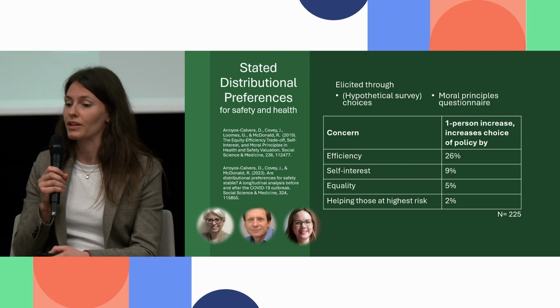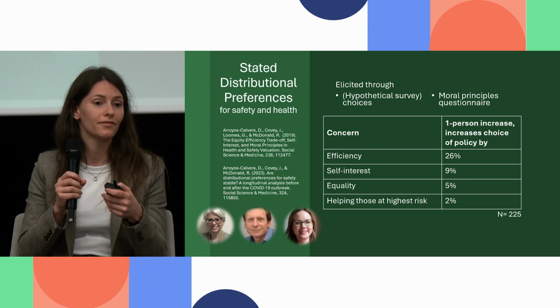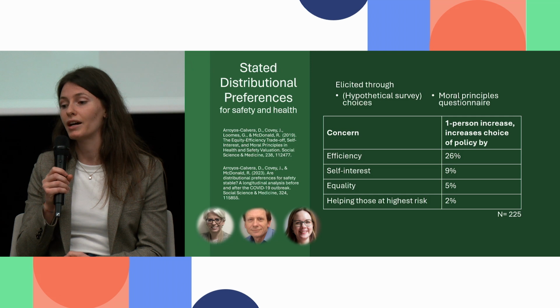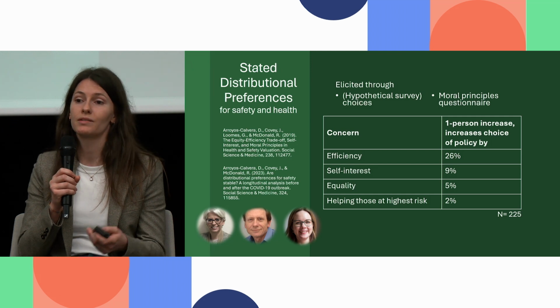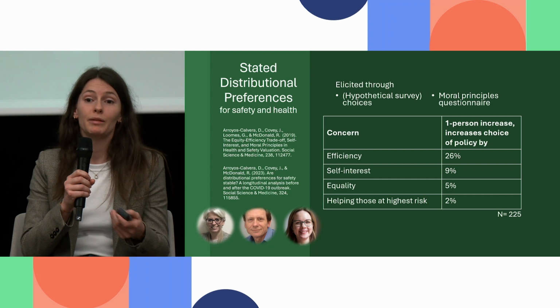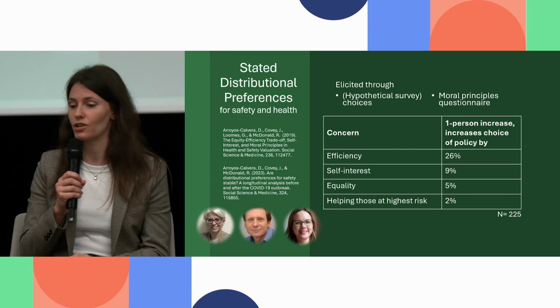When we compare self-interest and equality, they're actually not significantly different. So these 9 and 5 can be taken as the same number. And then we saw that helping those at the highest risk actually had a very small impact on choice that was not significantly different from 0. So the people did not seem to want to favor in this dimension.